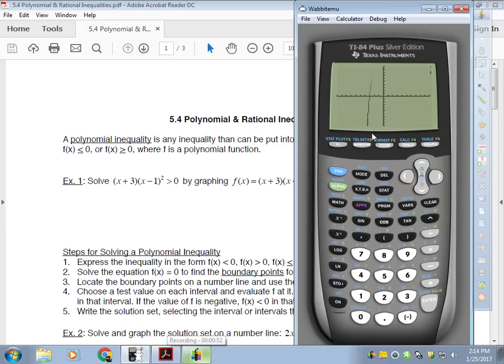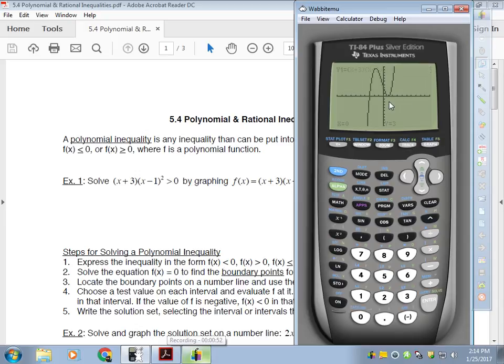Now looking at this graph, this is a graph of just this side. My inequality says I want it to be greater than 0. If this function is greater than 0, is it above the x-axis or below the x-axis? Well, if it's greater than 0, it's above the x-axis. So we want to write intervals for all of this stuff that's above the x-axis. In order to do that, I need to know these spots where it crosses or touches the x-axis. This one right here and this one right here.